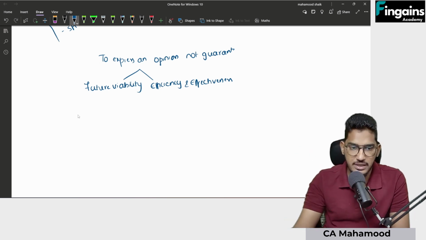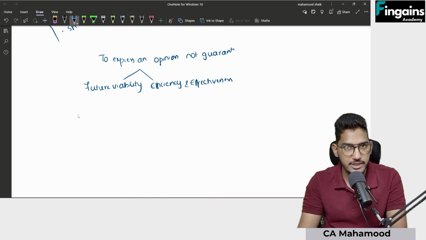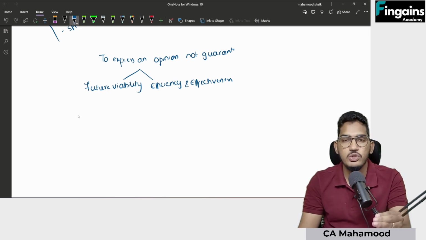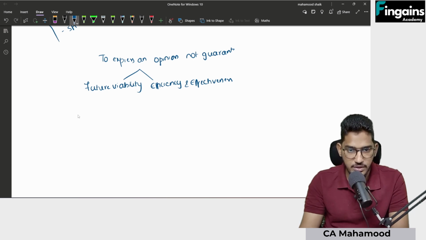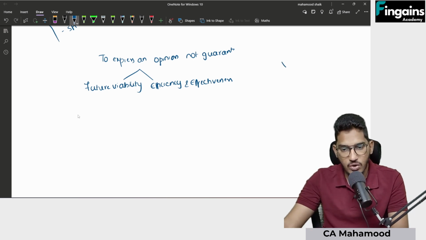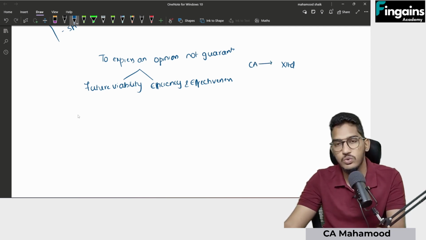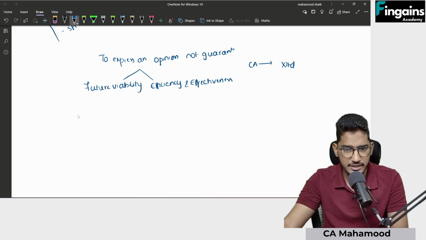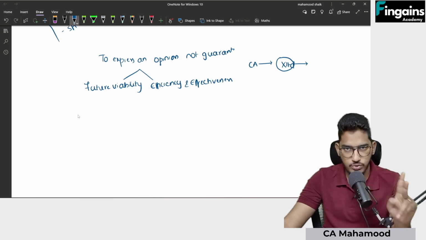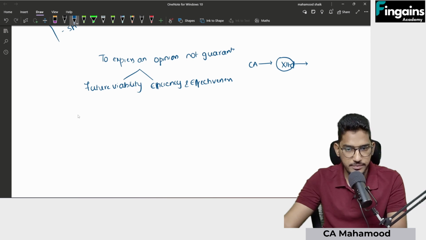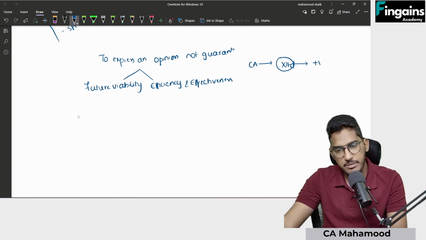What does that mean? Let us come to the first part, future viability. Future viability means future continuity of the entity. So assume that I am conducting the audit of some company X Limited. Being a chartered accountant, I have been appointed as auditor. I have been given an assignment to do the audit of X Limited client. I did the audit and I am ultimately required to give the opinion, no? As I have told, opinion can be only of two types, either a positive opinion or a negative opinion. So after conducting the audit of this client X Limited, I gave a positive opinion.